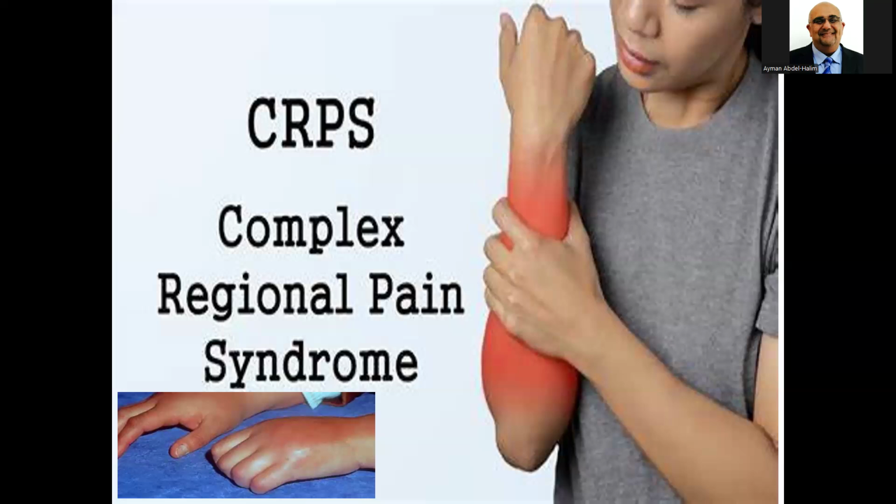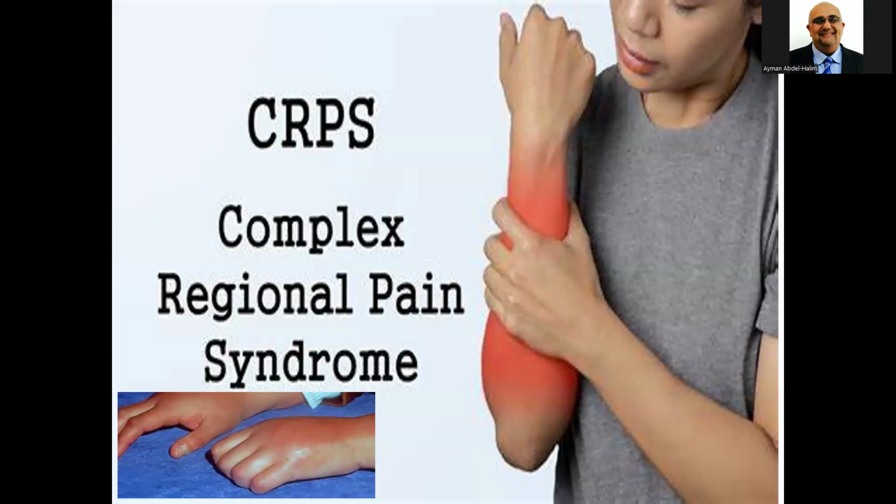It needs an early intervention. So there is a criteria for CRPS called the Budapest criteria. I'm going to show it to you. You can use it, okay? But I have my own simple criteria, all right? I want to share it with you. I call them the 3Ds.